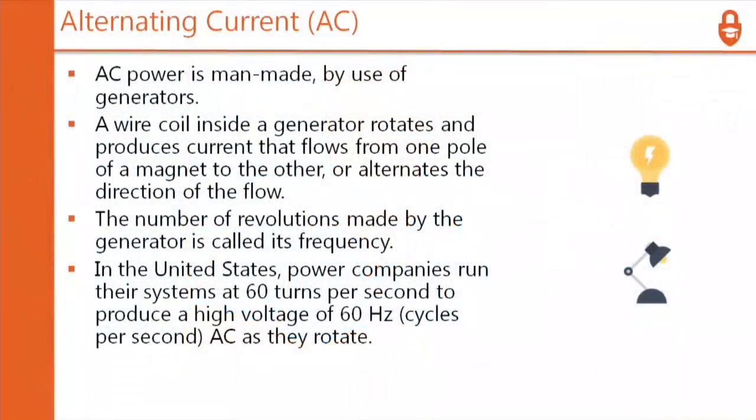So let's talk about AC some more. AC power is man-made by the use of generators. So a generator creates AC power. A wire coil inside a generator rotates and produces current that flows from one pole of a magnet to the other, or alternates the direction of the flow.